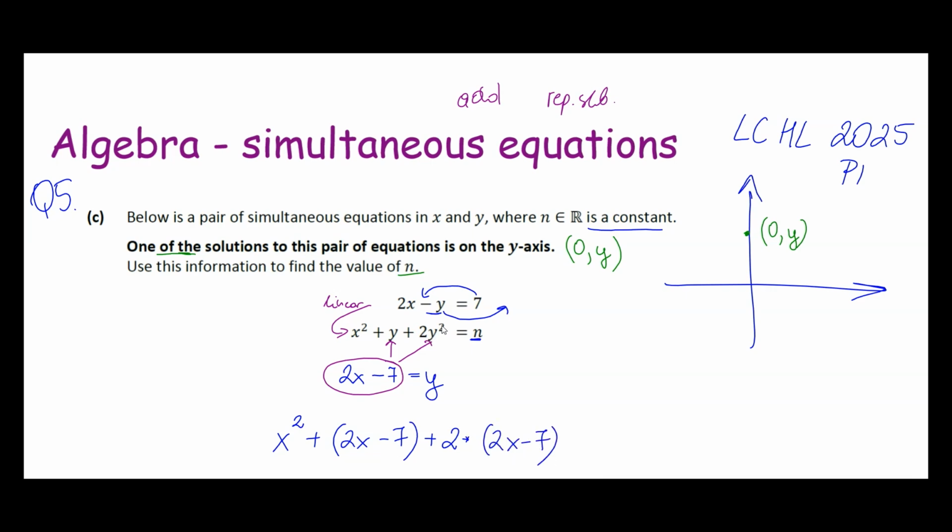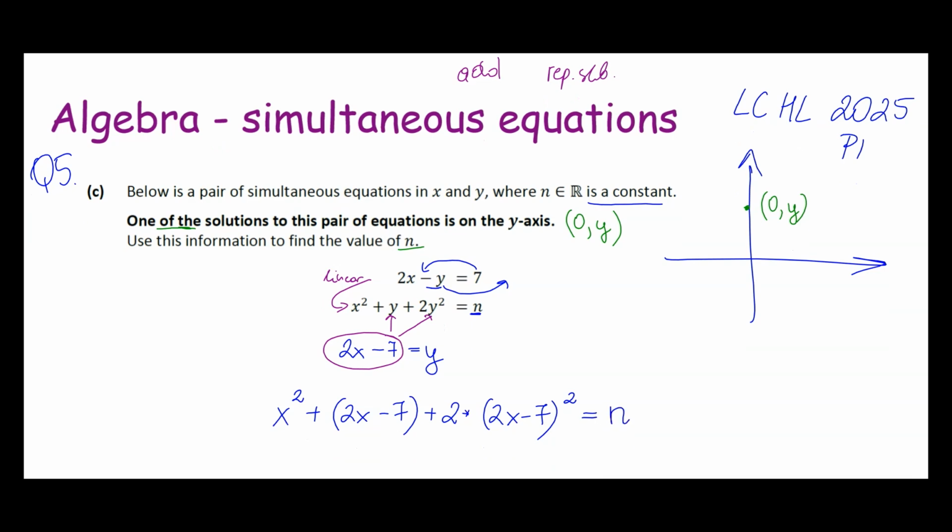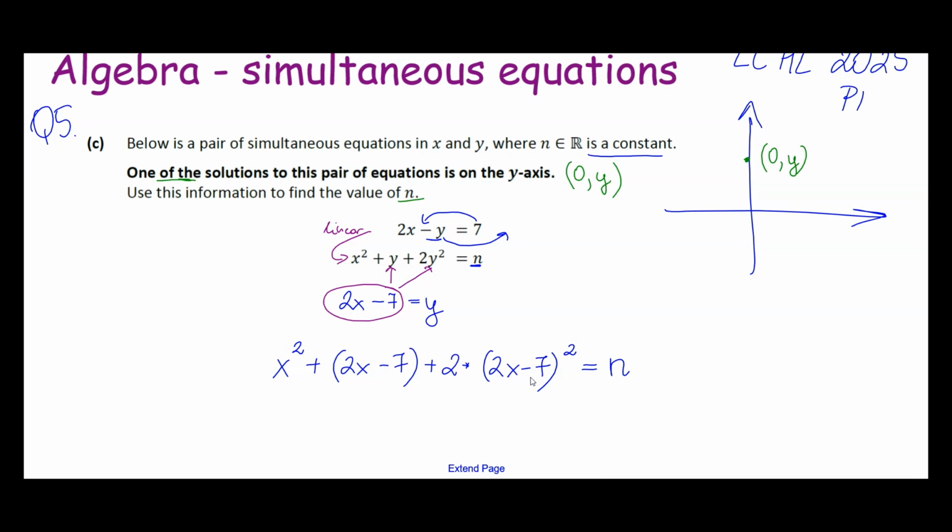And let's not forget that that y is taken to the power of 2, and that will give me the value of n, and that's what I'm looking for. So I'm saying I don't know how I'm going to do it because I have x's here. However, what do I know? They told me that one of the solutions to the pair of equations is on the y-axis, meaning when x is 0. So if I replace that x with 0, what will happen? I have no letters, I have only numbers, and if I have only numbers, I can put them in the calculator, press equal, and get my answer.